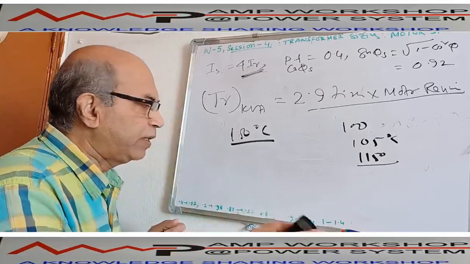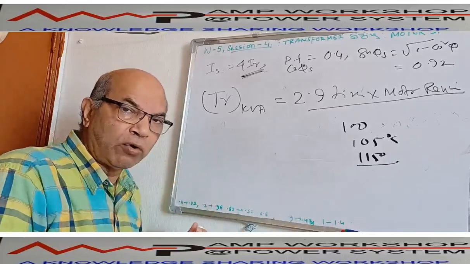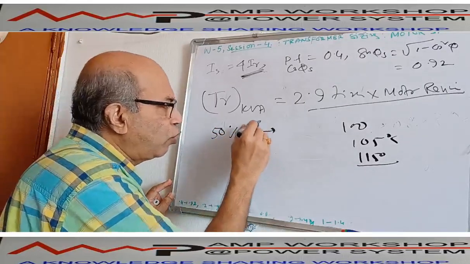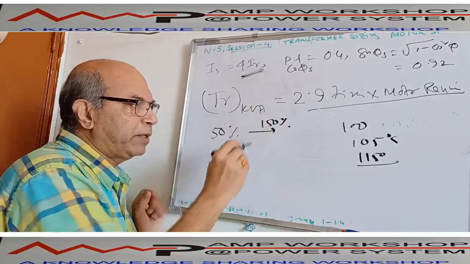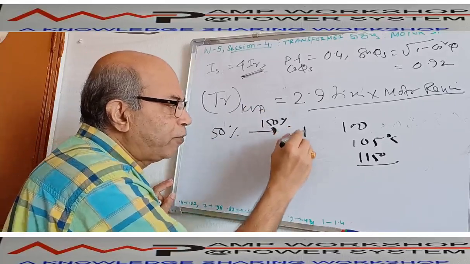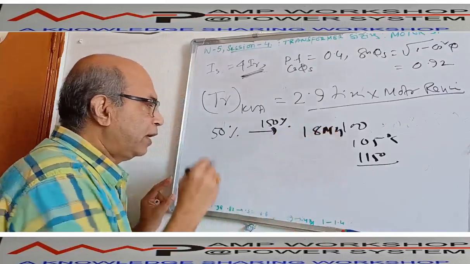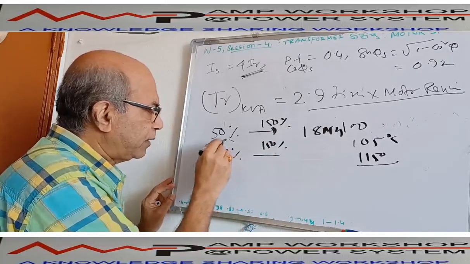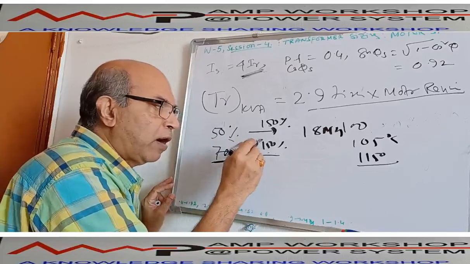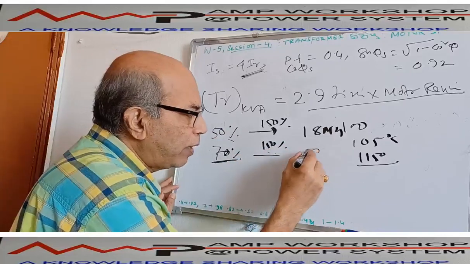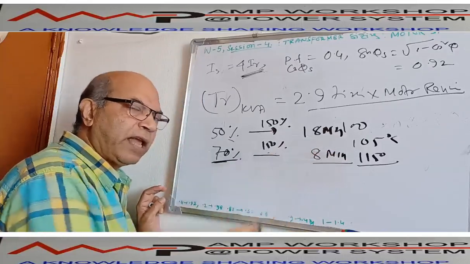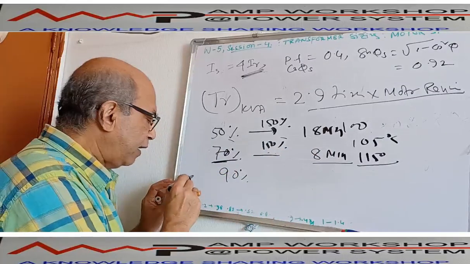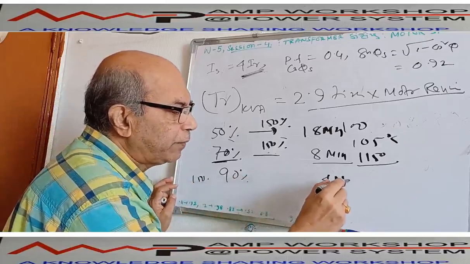So normally most manufacturers design the transformer like this. If the transformer before the extra loading was running at 50% load, and at that time you want to overload it by 150% KVA, then it can withstand up to 18 minutes. If the transformer is running at 70% loading, then the same 150% overload of the rating of the transformer, it can withstand up to 8 minutes. But if the transformer is presently running at 90% loading and you want to put 150% load, then it can take only 4 minutes.